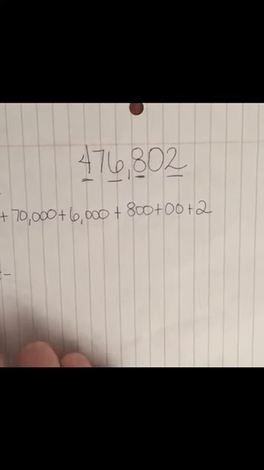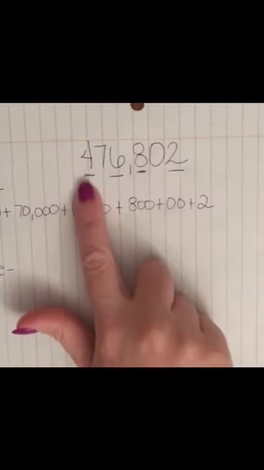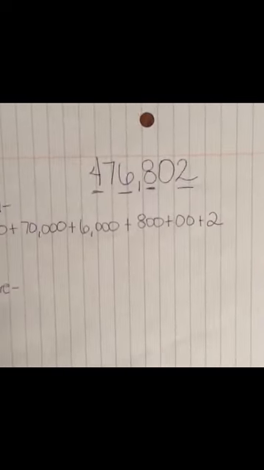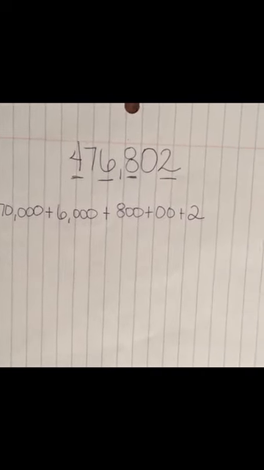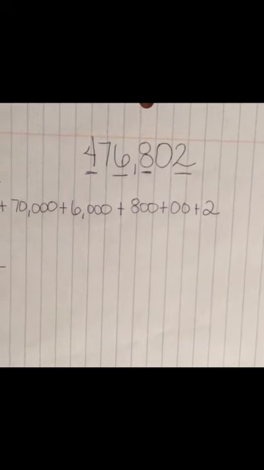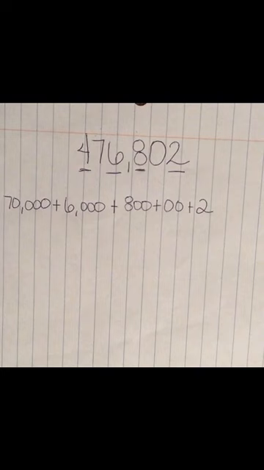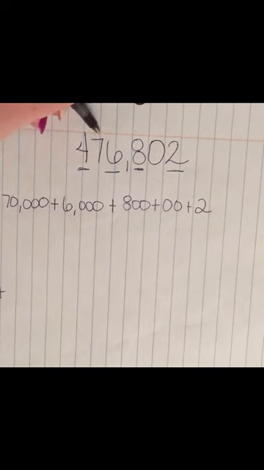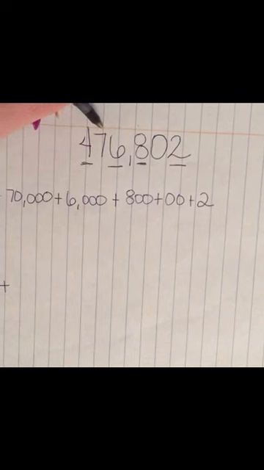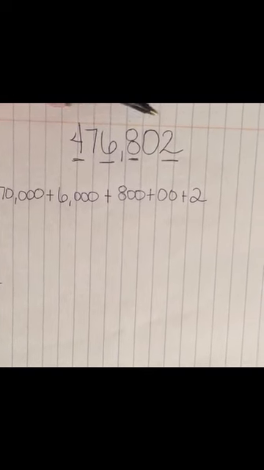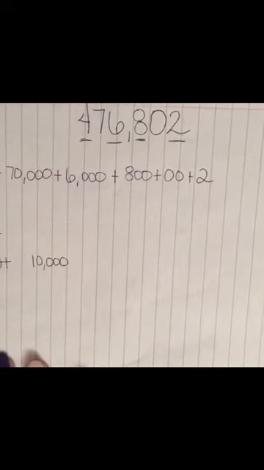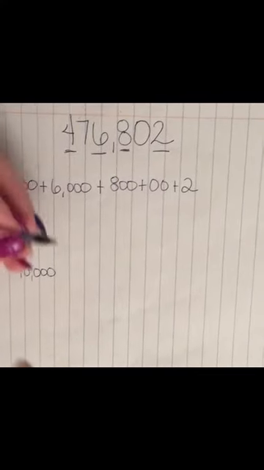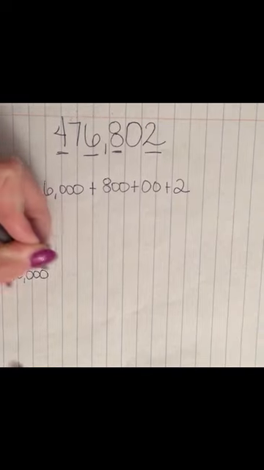Going over to the distributive method, we have the 4 in the 100,000s place. So we're going to write 100,000. How many are there? 4. So times 4 plus next digit over, 7. And what place value is a 7 in? 10,000s. So 10,000 and how many are there? 7. So times 7.